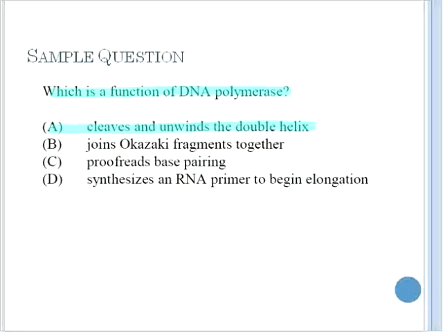B. Joins Okazaki fragments together. Again, this is something that occurs with DNA replication. However, this happens through the action of DNA ligase. C. Synthesize an RNA primer to begin elongation. Again, part of DNA replication. However, this is the role of RNA primase. The correct answer is C, proofreads base pairing.